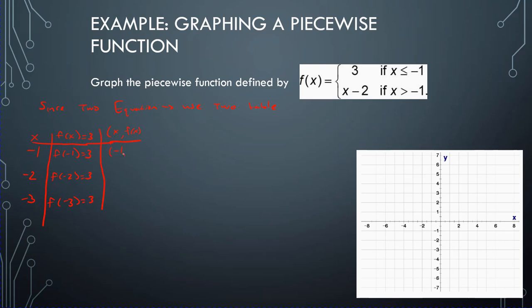So -1, 3, -2, 3, -3, 3. So let me plot those, okay? -1, 3, -2, 3, and -3, 3. And this goes all the way up to -1 here. So what I'm going to do is, you can see here, it's just a horizontal line.